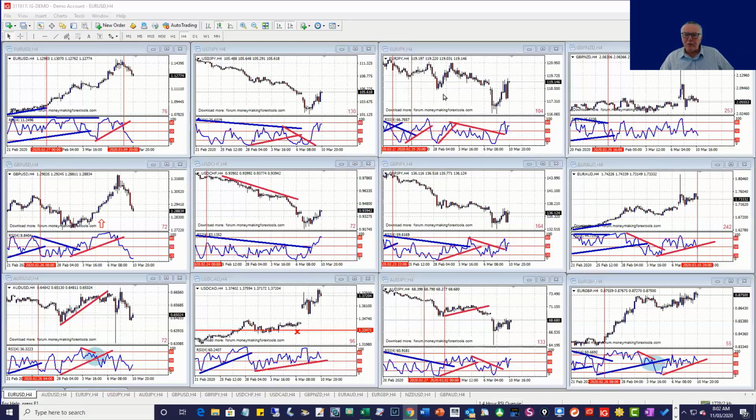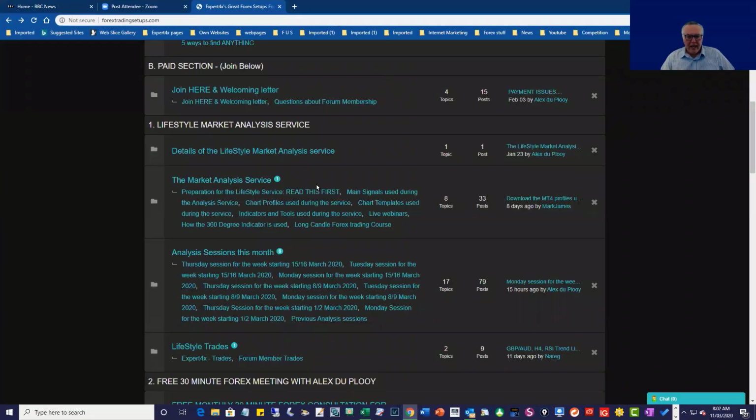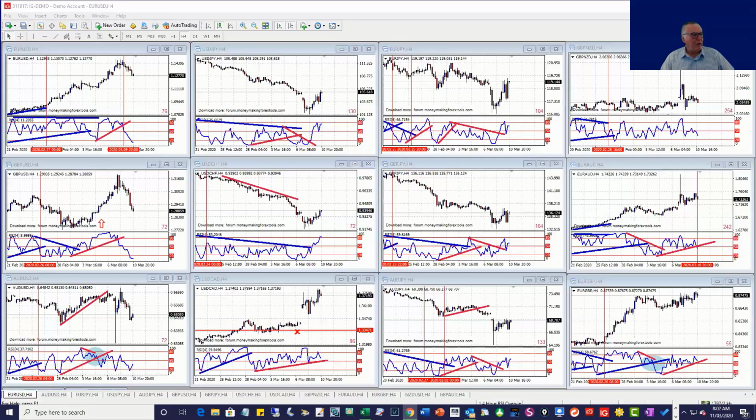Now, the signals we look for, and I see there might be some new people in the room here: if you go to the forum and look at the main signals used during the analysis service section, it explains the main signals that I look for and base my decision making on. So if you're new, have a look at those. I will explain them in a little more detail as we go along.